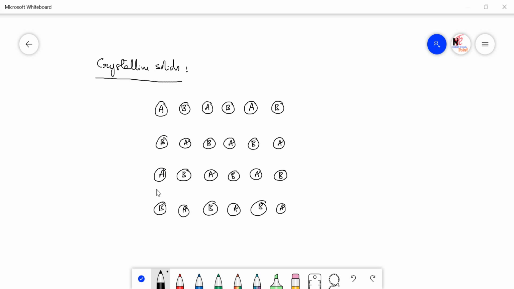You can see this side also it will have the same pattern, A, B, A, B, and here B, A, B, A, means same pattern will be there. And these crystalline solids are called the true solids. These have sharp melting point values because they have the same type of attraction force. See here, A, B is there, again A, B is there, again A, B is there. So attraction forces are always same.